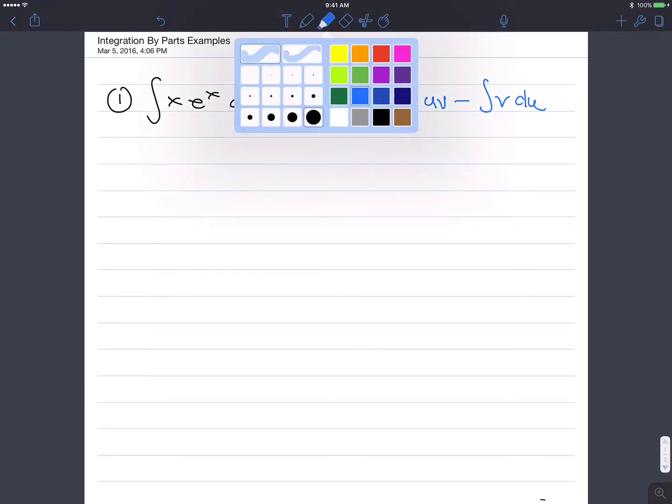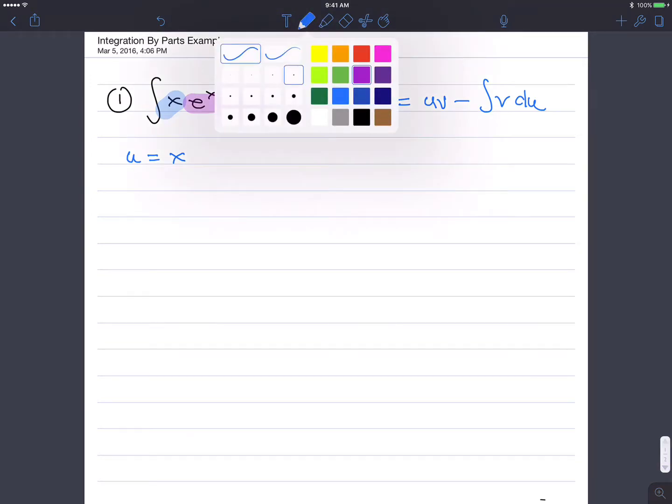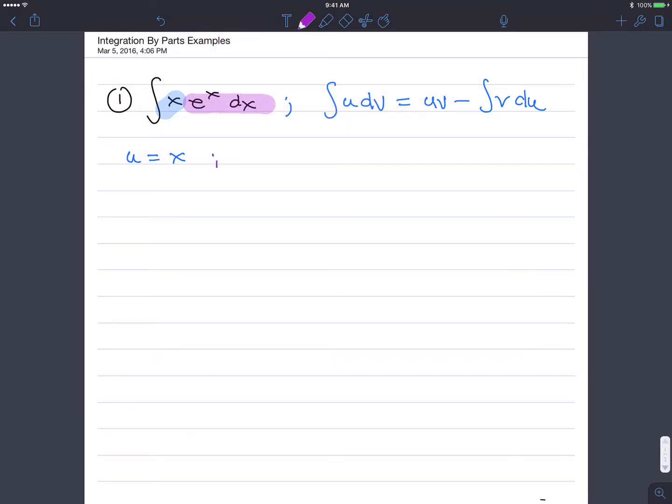And remember, in lecture we said let u be the function that can break down when you differentiate, meaning break down in powers as you differentiate. So in this example, we're going to let u be simply x. dv, by the way, is going to be the rest of the information you see here, meaning that dv is now going to be e to the x dx. It's the rest of the information in our integral.